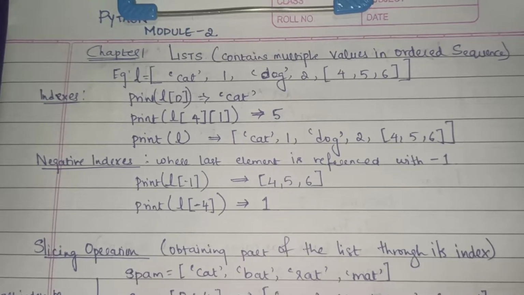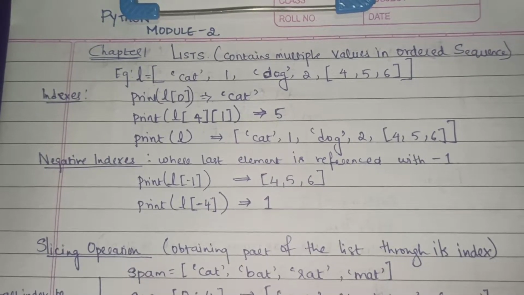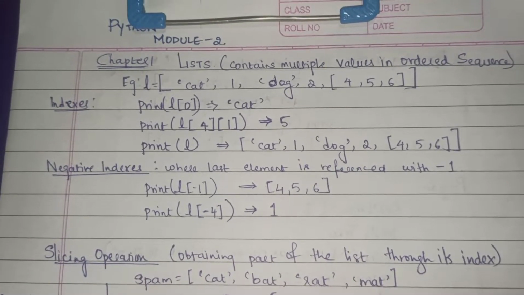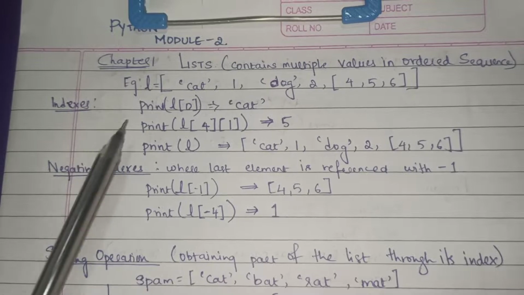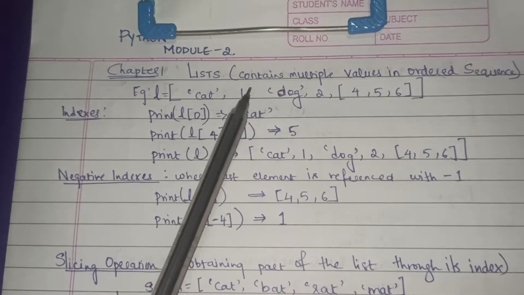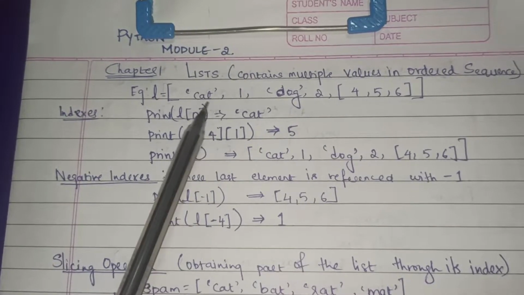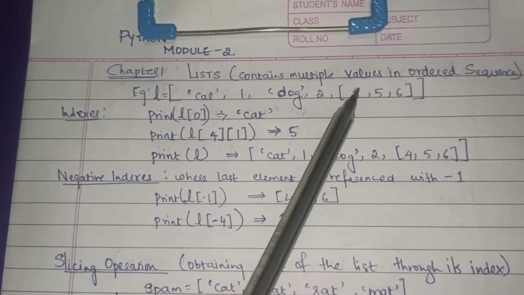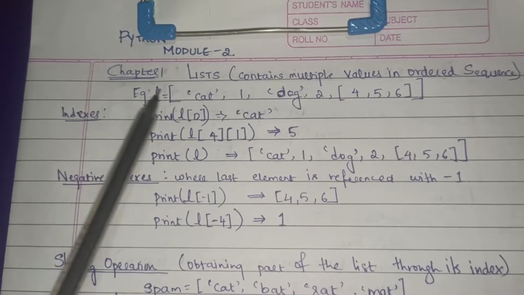For example, say L equals to the list, which is represented using square brackets, so it is stored within the square brackets and you put the elements inside the list. The elements of the list can be numbers, or strings, or even a list within a list itself. So this is an example of a list.